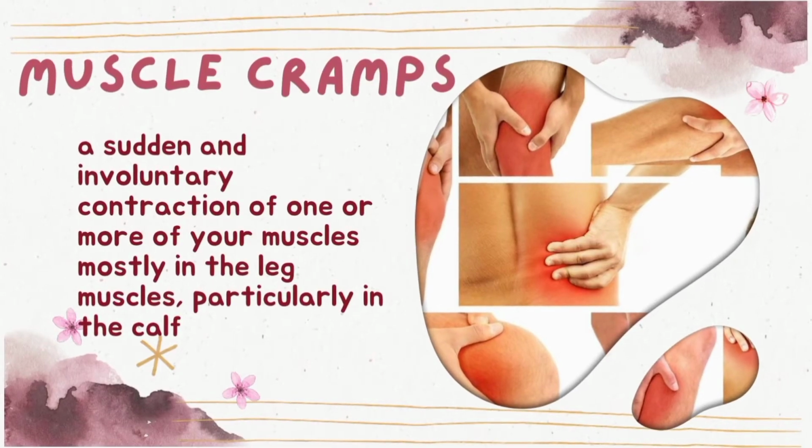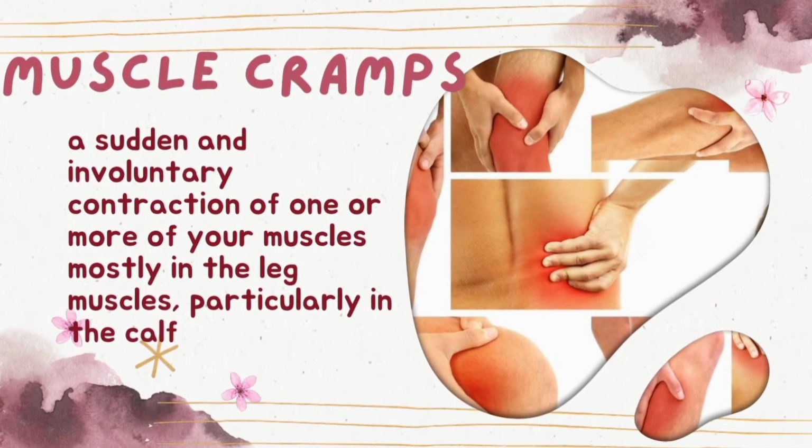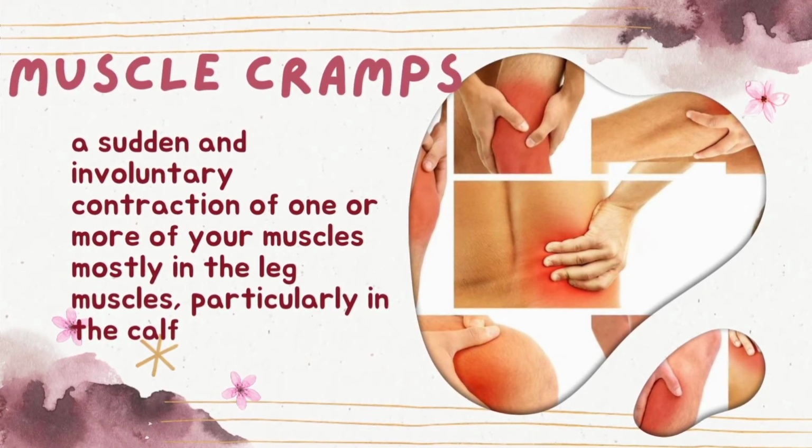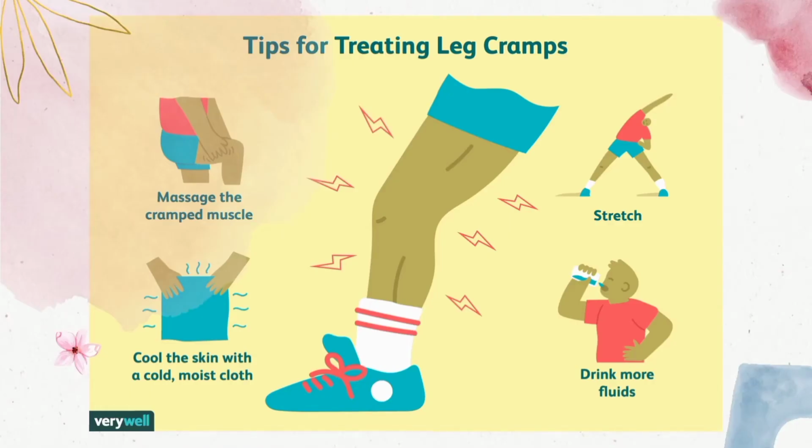Muscle cramps. A muscle cramp is a sudden and involuntary contraction of one or more of your muscles, mostly in the leg muscles, particularly in the calf. Besides the sudden, sharp pain, you might also feel or see a hard lump of muscle tissue beneath your skin. First aid: stretch and massage.